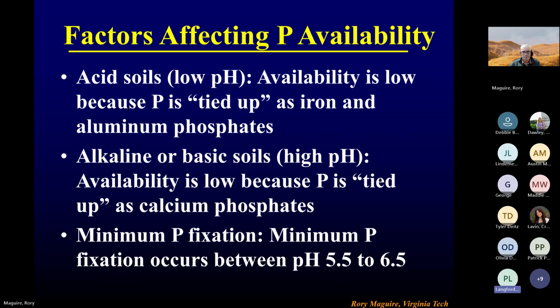Other factors, acidic or low pH soils, the availability is low because phosphorus is tied up as iron and aluminum phosphates. And then similarly, in alkaline, basic, or high pH soils, availability is low because phosphorus is tied up in calcium phosphates. So the optimum range here is between 5.5 to 6.5 pH. Next slide, please.